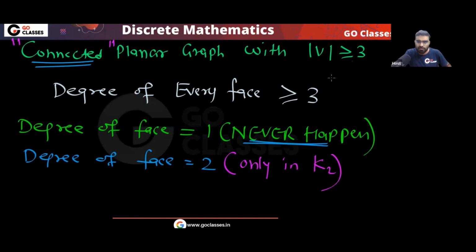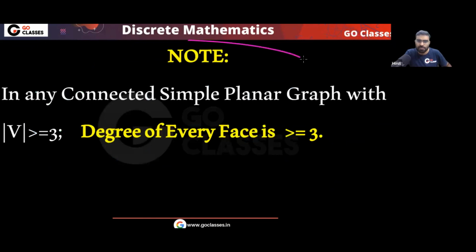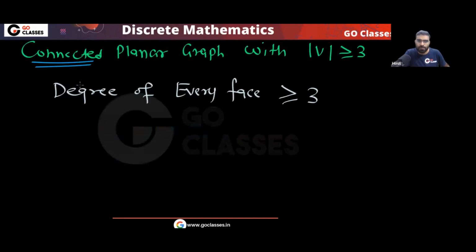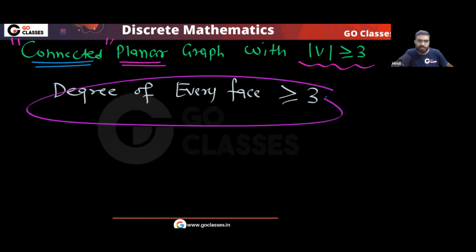So these points we have already seen in the previous lectures. Finally, this is important. Remember, we are discussing connected graphs here. If you have a connected planar graph with at least 3 vertices, then the degree of every face will be at least 3. Okay, is this clear? Very simple point.